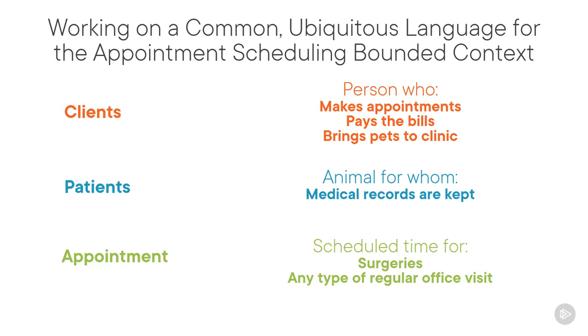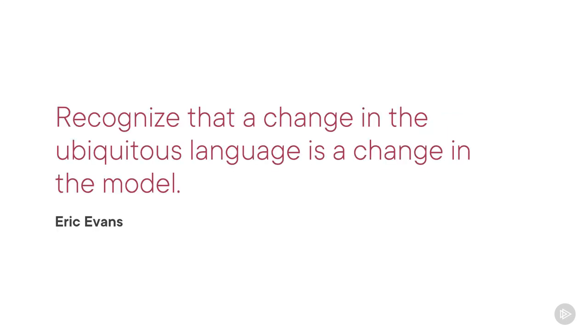Now we have a stake in the ground for our ubiquitous language. As we continue working with Michelle, not only will we learn more items for the bounded context, but there's also a chance that the ubiquitous language will evolve. Eric Evans guides us to pay attention to those changes, because a change in the ubiquitous language is also likely to mean a change in the domain model. We have to update our design to accommodate what we've learned.